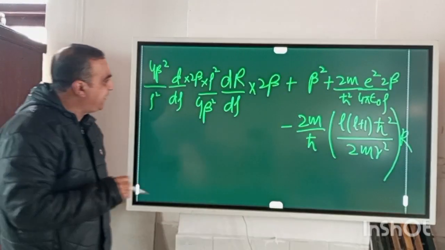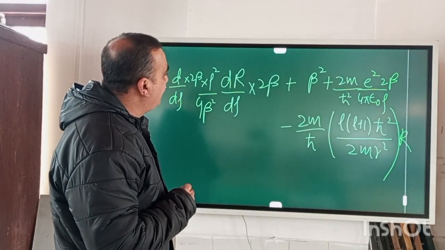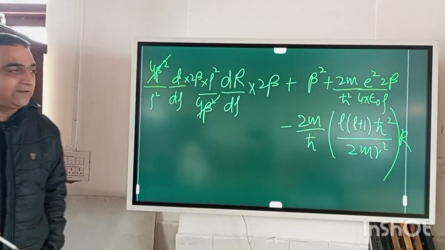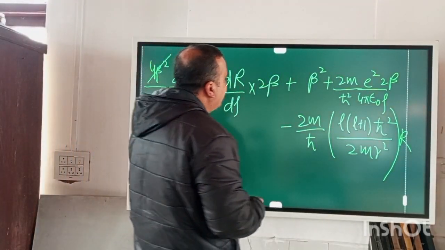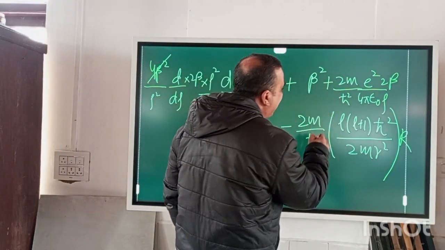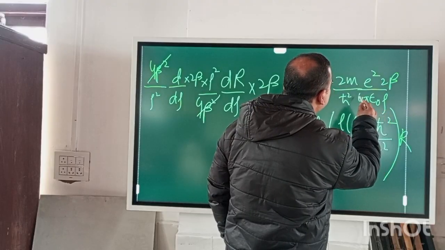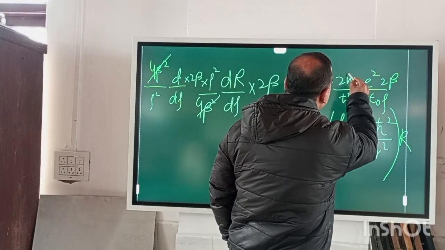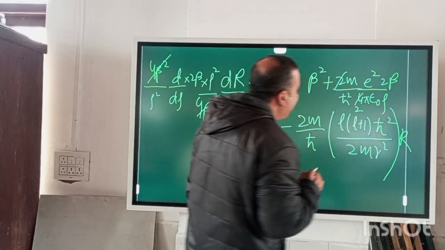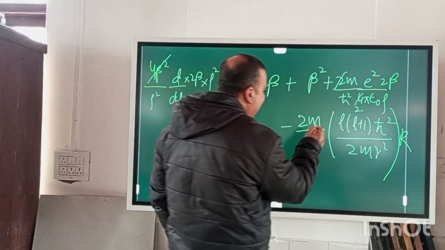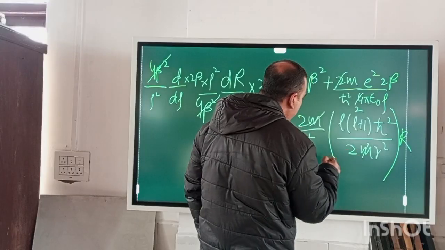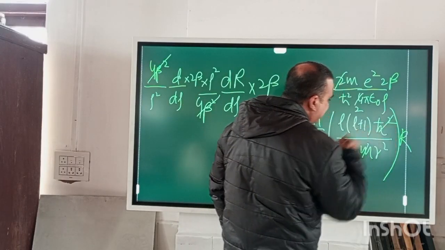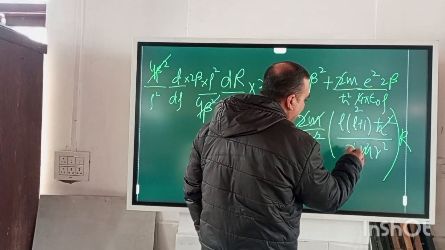If I have committed a mistake, tell me. Now, what am I going to do? You see this 4 beta square and 4 beta square is gone. And then you have beta square here. Anything else that you can cancel here? This is 2m by h bar square. So this is 2 ones are, this is 2 twos are. Clear? So here m and m will go. This h bar square and this h bar square will go. This 2 and 2 will go.